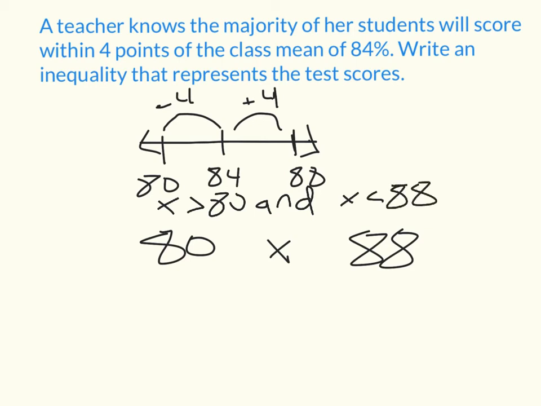So let's fill in our inequality here. Again, we're going to do the opposite, the reverse one, and then we keep this one the same. Now, can the scores be 80 and 88? They sure can. So we're going to make sure that we have that line underneath to say that they can be.